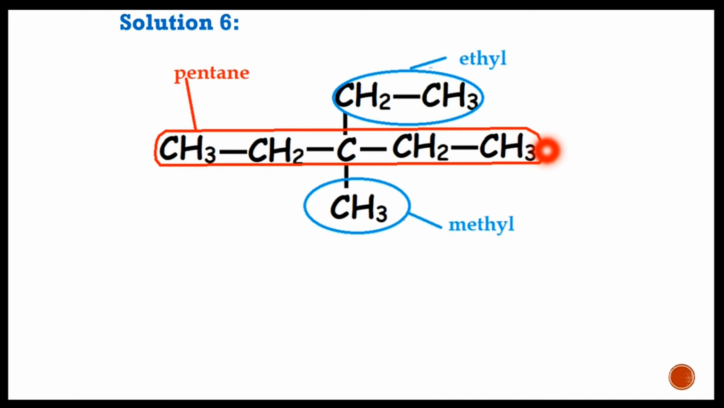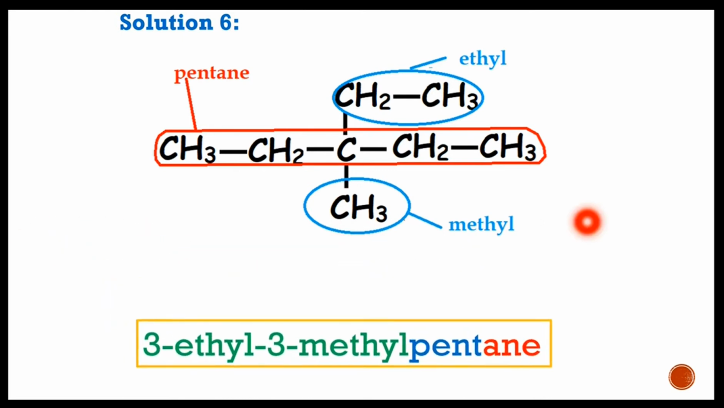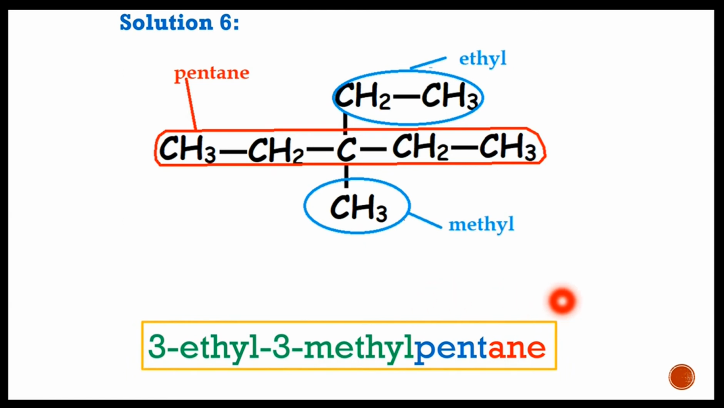Okay, so pentane. Our substituents are methyl and ethyl. In naming, we bring our parent name, pentane, and then ethyl comes before methyl. So ethyl and methyl are the substituents. They are both found on the 3rd carbon, so 3 and 3 for each of them. So 3-ethyl, 3-methyl, pentane. Okay, so we are good to go to the next example, the 7th example.